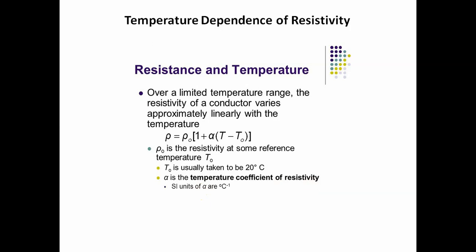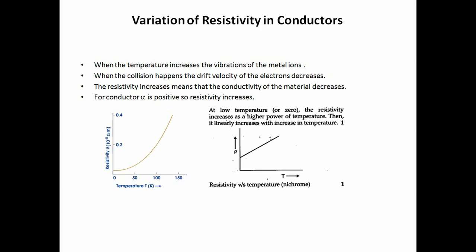Now the temperature coefficient of resistivity can be defined as the change in resistivity per unit original resistivity per unit change in temperature. So now we will discuss how the resistivity of a conductor changes with temperature.